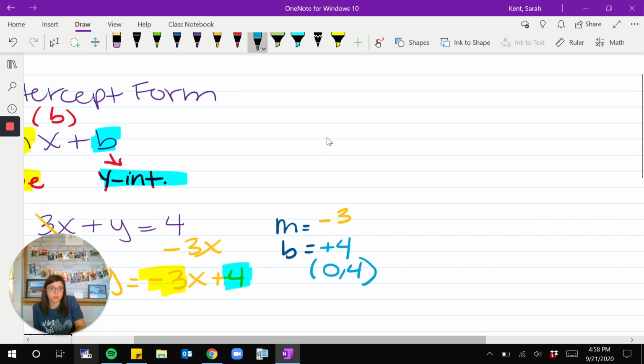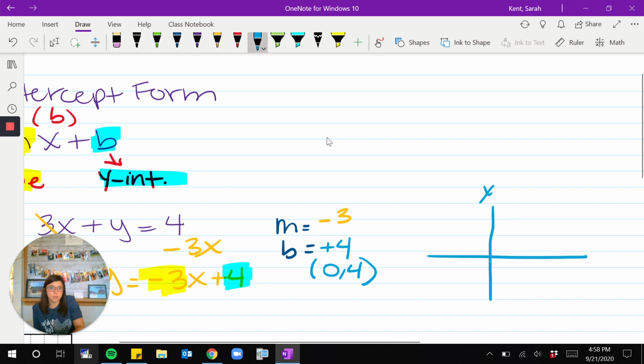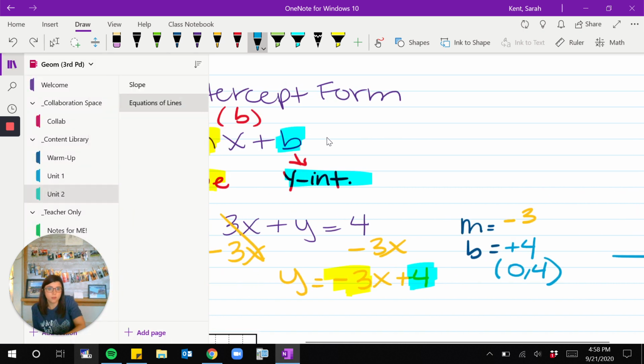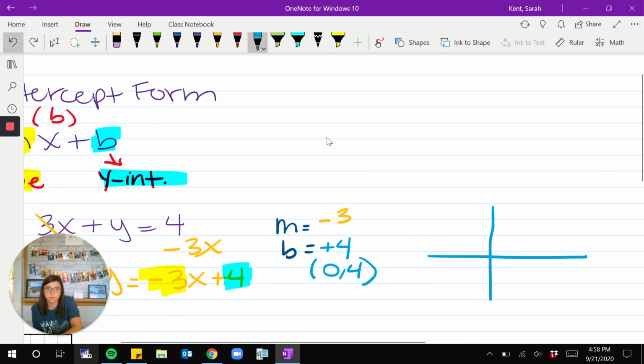If I just come on the side, I can draw a T, draw across. Your y always goes up and down, and then your x goes side to side. So for my y-intercept, I need to go up 4. I always start at the middle, and I can just draw some lines: 1, 2, 3, 4. I'm going to put a dot here.